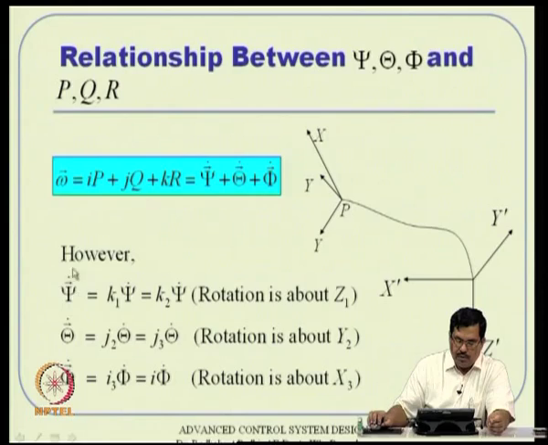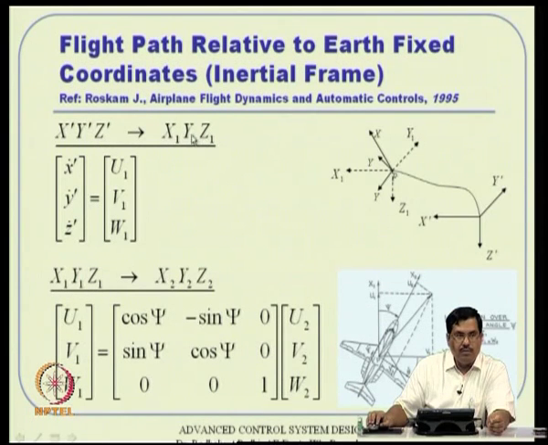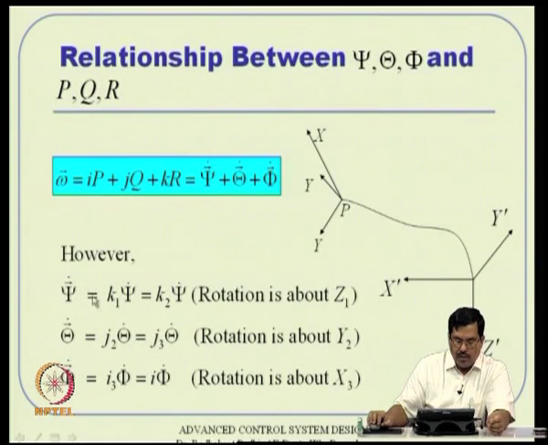Now, vectorially speaking, psi dot is nothing but k1 times psi dot. Remember, x1 y1 z1 stands for i1 j1 k1, x2 y2 z2 stands for i2 j2 k2, like that. In that sense, psi dot is essentially k1 times psi dot, because that is the first operation we did. And k1 and k2 remain the same, because that is a rotation about the z1 axis, so the k component will remain the same. Remember i j k stands for x y z, so k stands for the z component, and this is a rotation about the z axis. So the k component remains the same. I can write it that way.